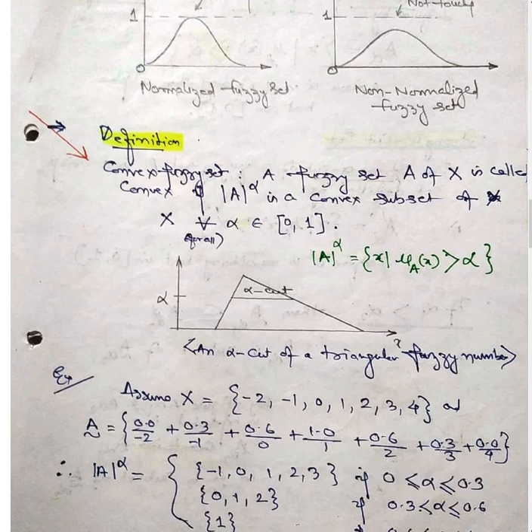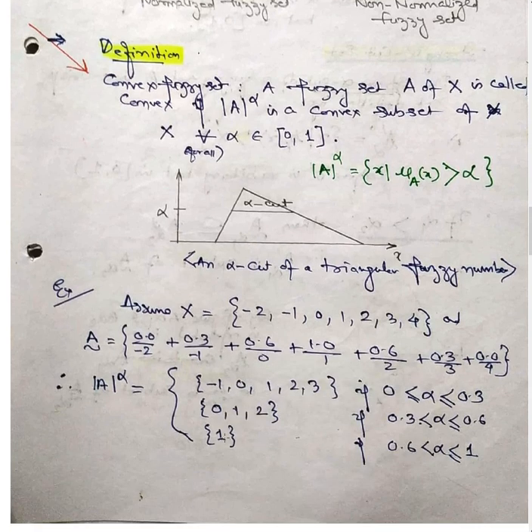So you will have even alpha greater than 0 and alpha less than or equal to 0.3 case also, so that you will have 3. Other things you have to exclude. So 2 will not come. -2 will be coming under that particular section. So this is how the alpha cut is defined.